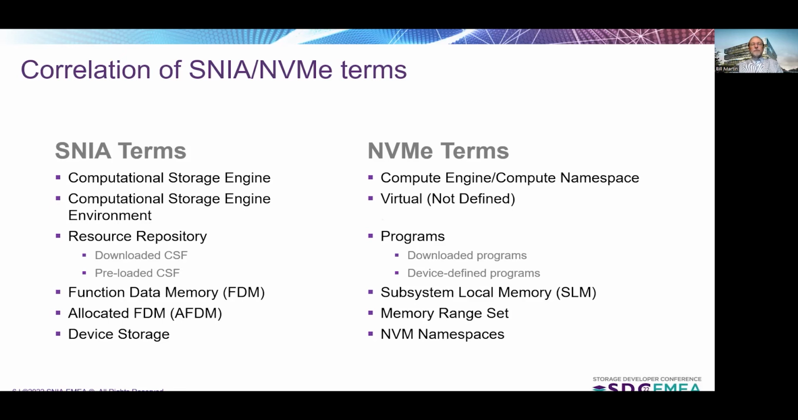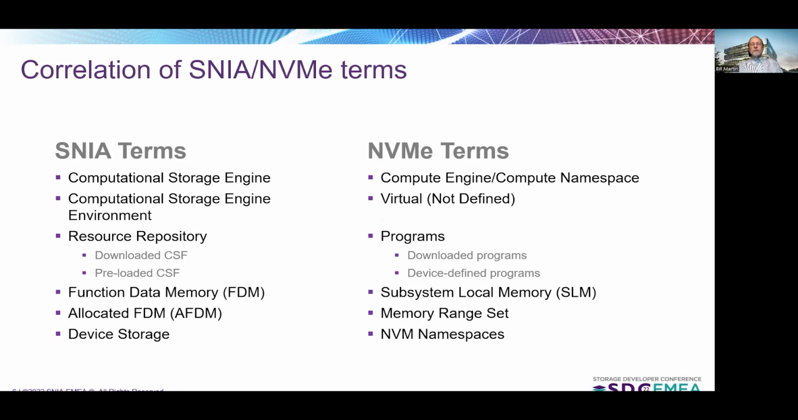Then we have the resource repository. The resource repository has downloaded CSFs and preloaded CSFs. These are equivalent to the programs that were shown in the previous slide. In NVMe, these are called programs as opposed to functions within the SNIA architectural model. But we still have downloaded programs. Then we have device-defined programs, which are the equivalent of the preloaded functions in the SNIA model.